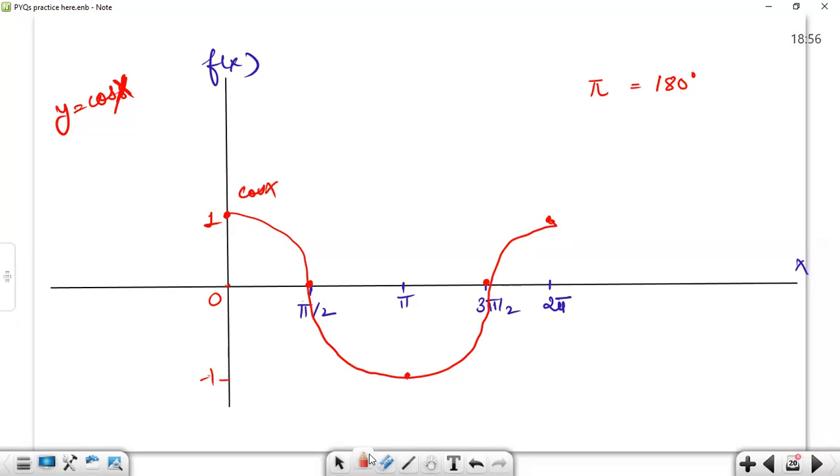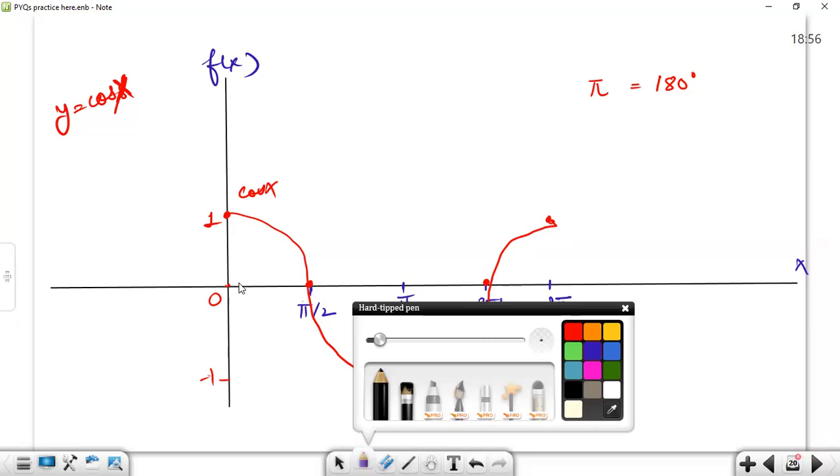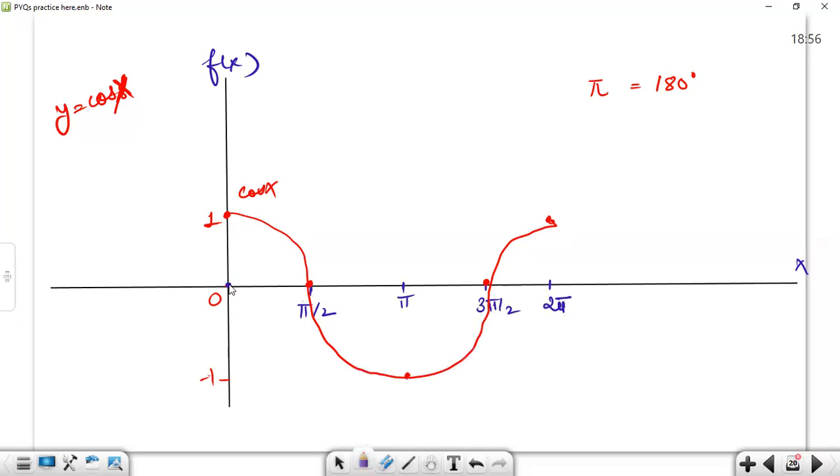Now let's discuss the graph of sine. At sine 0, it is 0, so it will start from here. At sine pi by 2, it is 1. At sine pi, it is 0. At sine 3 pi by 2, it is minus 1. At sine 2 pi, it is here. So the graph should be something like that. This is the graph of sine x.